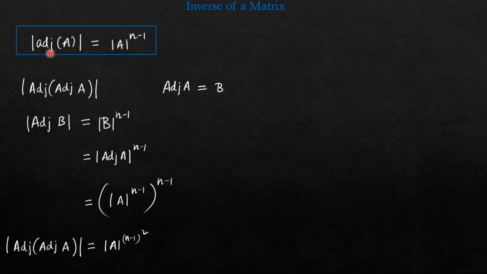And simply determinant of adjoint A is mod A raised to the power n minus 1. So if you go on adding the adjoint ahead of A, the power of n minus 1 will keep on increasing. That is, if I take triple adjoint A, the determinant will come out to be mod A raised to the power n minus 1 cube. So that is how you calculate the determinant of any adjoint. Is it fine?